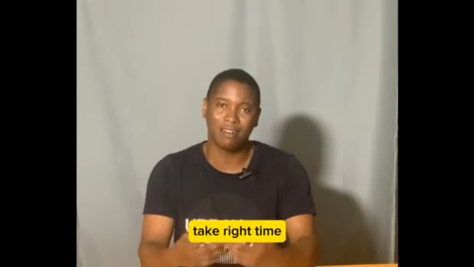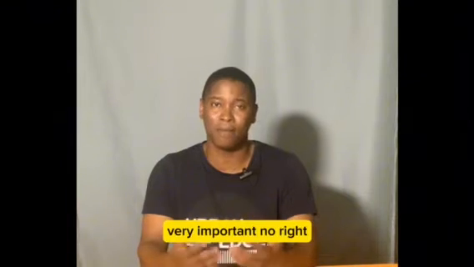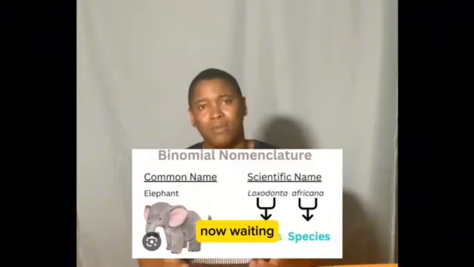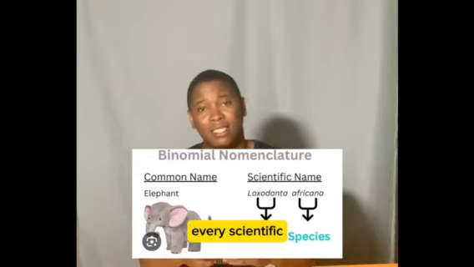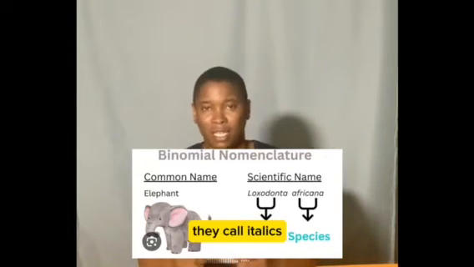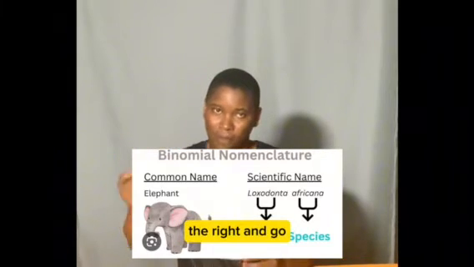Now, e get as we dey take write am for science wey dey very, very important. If you no write am like that, they go mark am wrong for you. Now, wetin be the way? The way na say every scientific name, we dey put am for italics. You know wetin they dey call italics? You go bend am, the writing go bend like this.